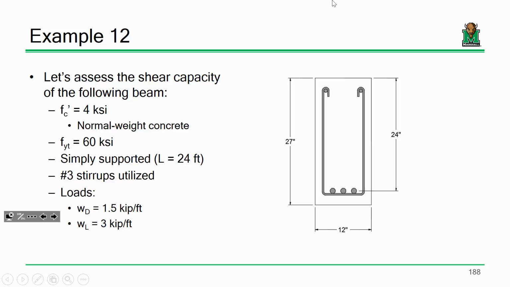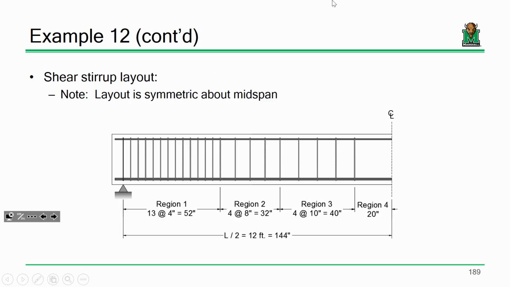Now, I've got normal weight concrete, so all that tells us is my lambda value is 1. It's a simply supported beam that's 24 feet long, and it's got number 3 stirrups utilized. Now the loads are 1.3 kips per foot and 3 kips per foot in dead and live. I guess the big point to discuss would be this.